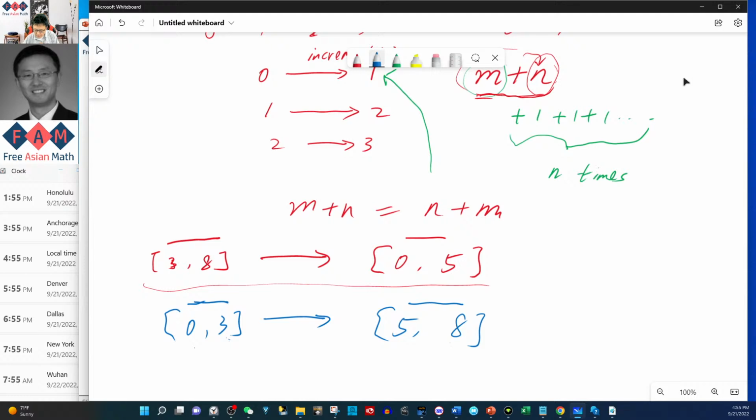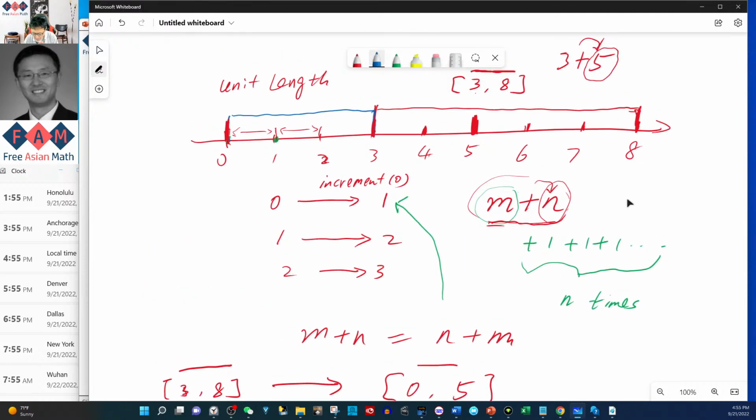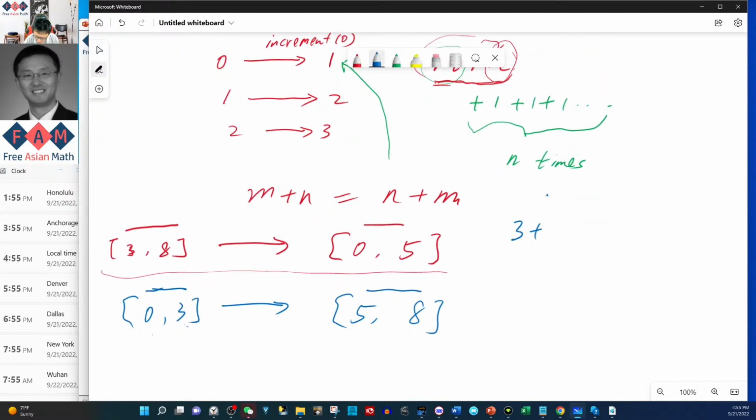So if we can do this, then we can easily see that essentially the first addition, 3 plus 5, is really just a combination of two line segments, which is from 0 to 3. Then you combine that with 3 to 8, those two. Those two line segments share a common point, which is 3.